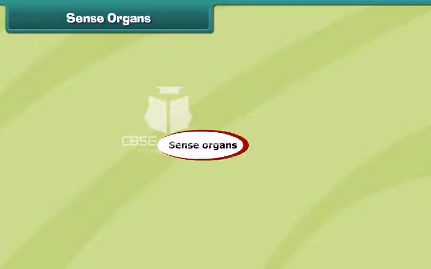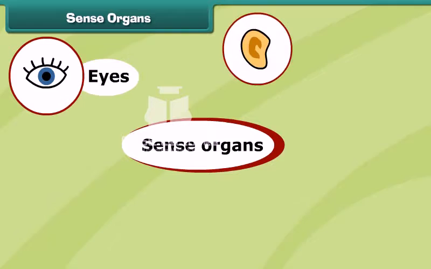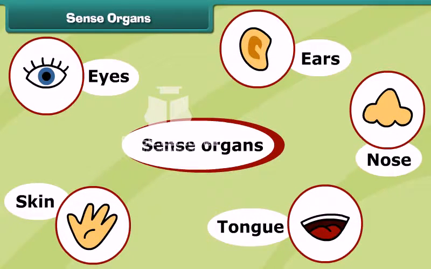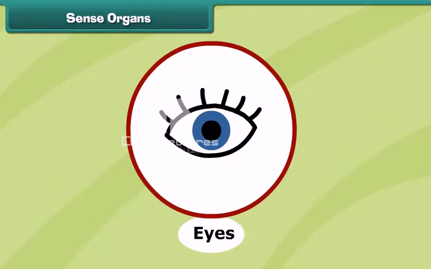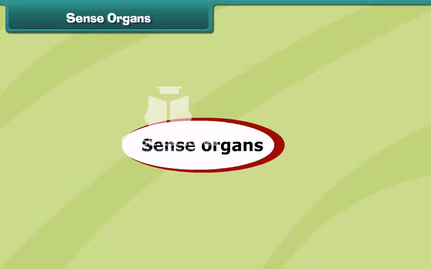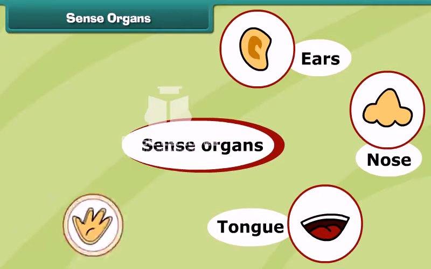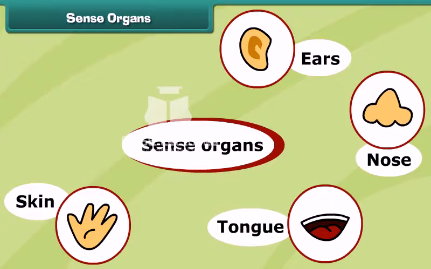Hi friends! Out of these organs, which organ of your body helps us to see things around us? Yes, correct. It is our eyes. This is a type of sense organ. The other sense organs present in our body are ears, nose, tongue and skin. Let's know them in detail.